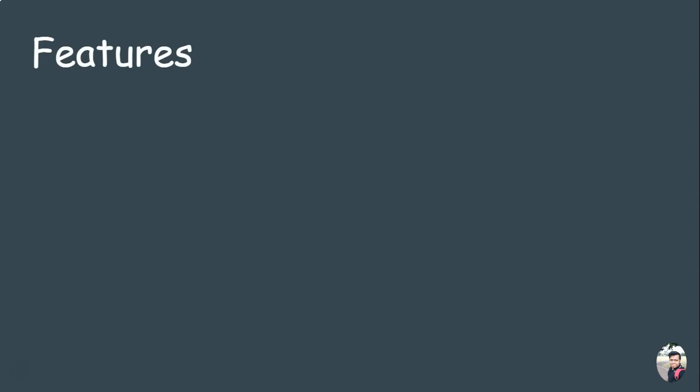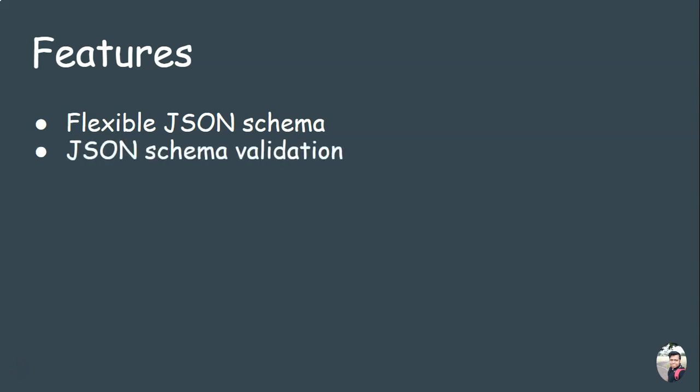So let us see features of MongoDB. MongoDB has flexible JSON schema. That means in the same collection, you can have two documents with different set of fields, which is not possible in relational database model where your columns should be fixed. Your table schema should be fixed. But when you have flexible schema, you can also enable rigid schema with JSON schema validation, where it will always ensure that you stick to a particular schema.